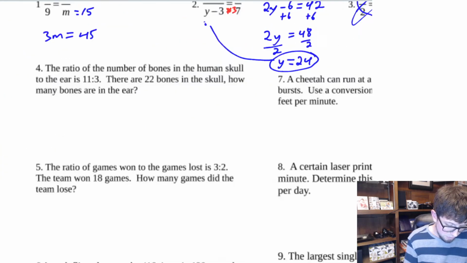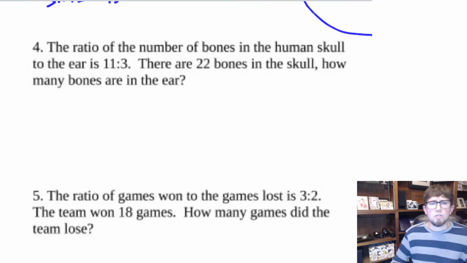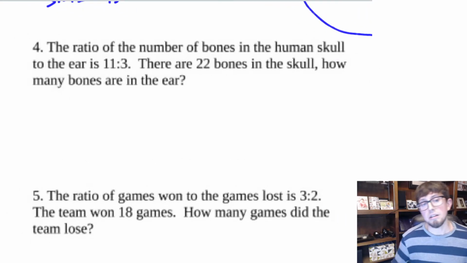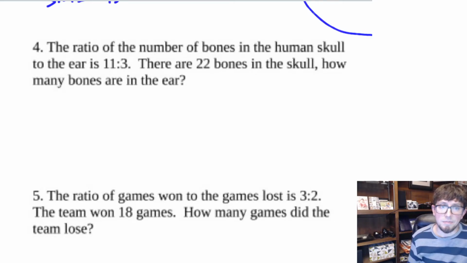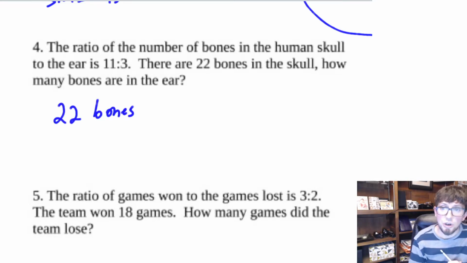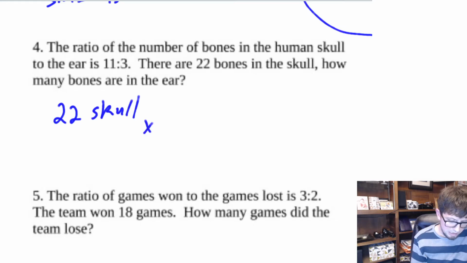All right, let's look at a few more examples. The ratio of the number of bones in the human skull to the ear is 11 to 3. There are 22 bones in the skull. How many bones are in the ear? So we have 22 bones in the skull, and we are multiplying by a ratio. In order to cancel out skull, I need to have this ratio set up so that this number for skull is on the bottom. So I'm going to write that like this, times 3 ear over 11 skull.